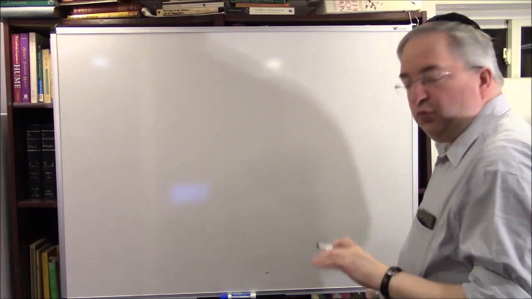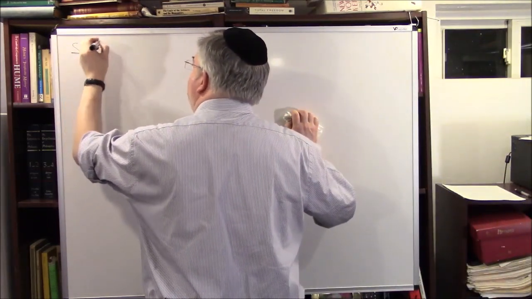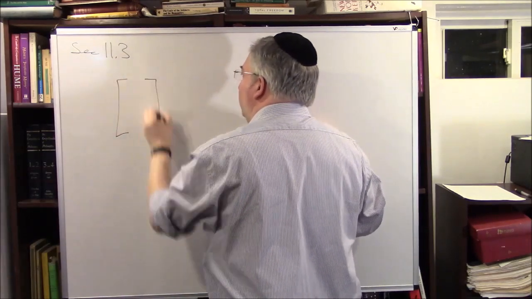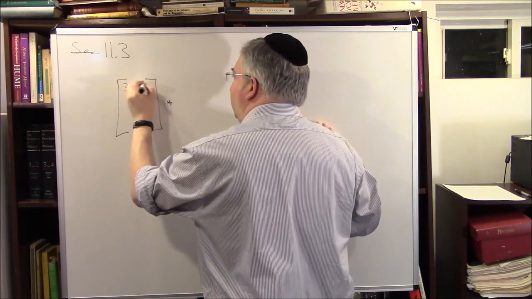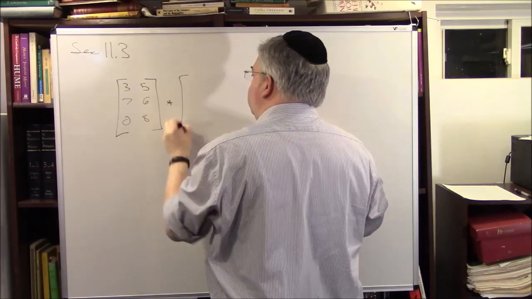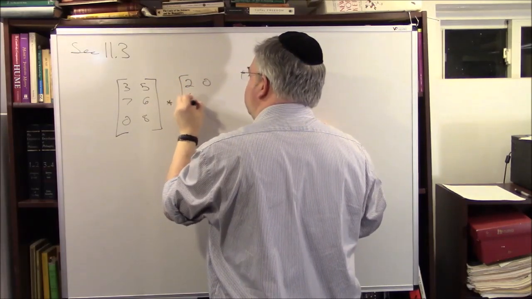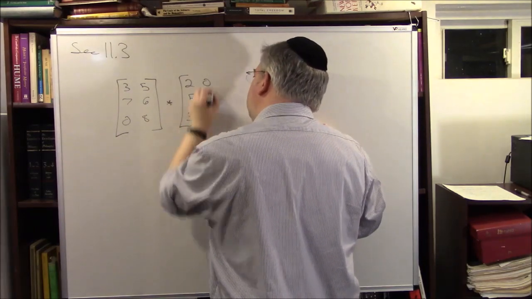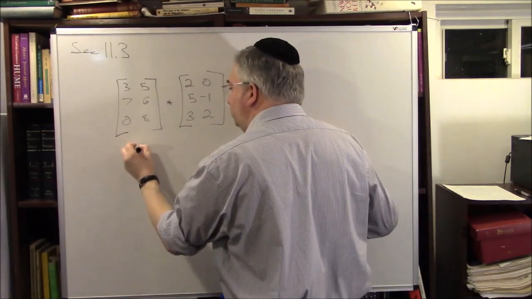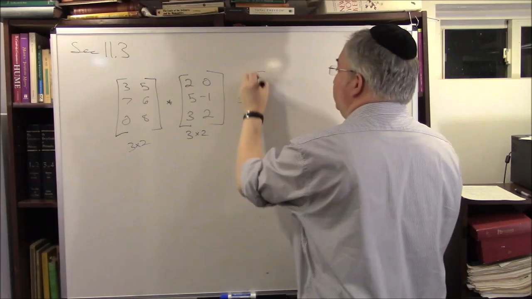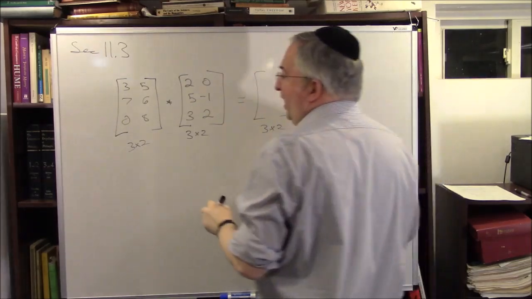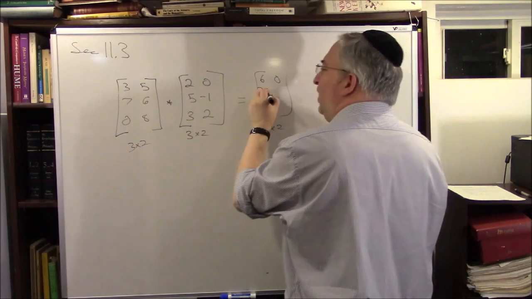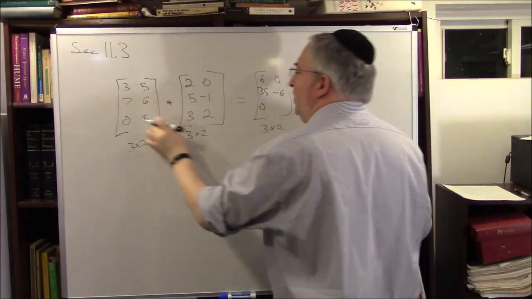Okay, so let me first show you what's not done. I'm sorry, this is section 11.3. Multiplication of matrix. Let me tell you what's not done. So you might say, oh, matrix multiplication, that's not hard. Well, cool, we'll take 3, 5, 7, 6, 0, 8, and we'll multiply it by 2, 0, 5, minus 1, 3, 2, okay? This is a 3 by 2 matrix, this is a 3 by 2 matrix, and you'll say to yourself, I'm going to get out a 3 by 2 matrix, and we're going to do it. What are the entries? Well, 3 times 2, 6, 5 times 0, 0, 7 times 5, 35, 6 times minus 1, minus 6, 0 times 3, 0, 8 times 2, 16.